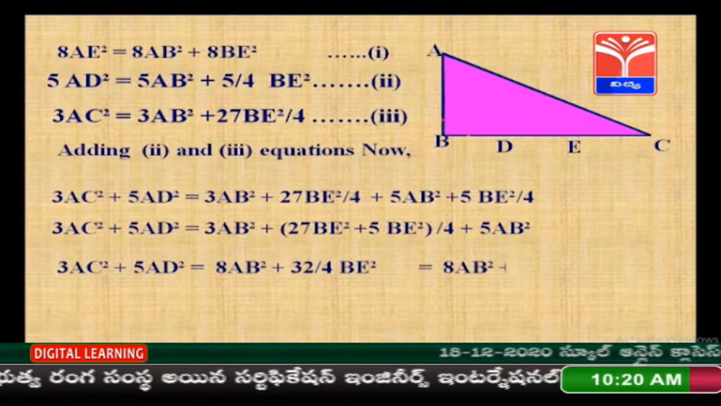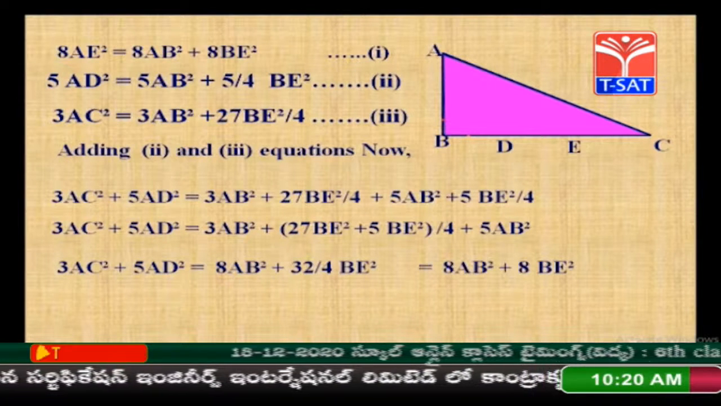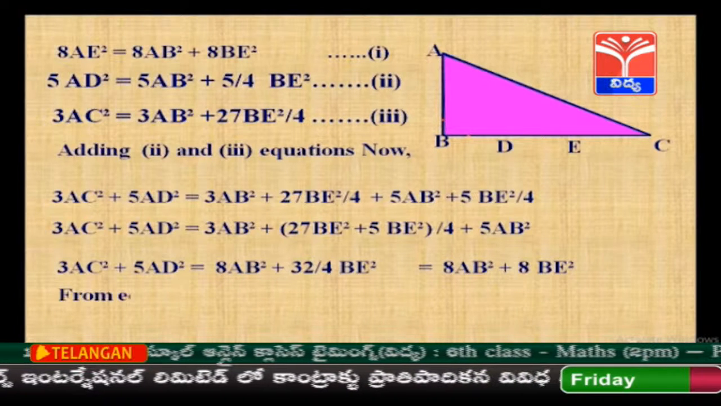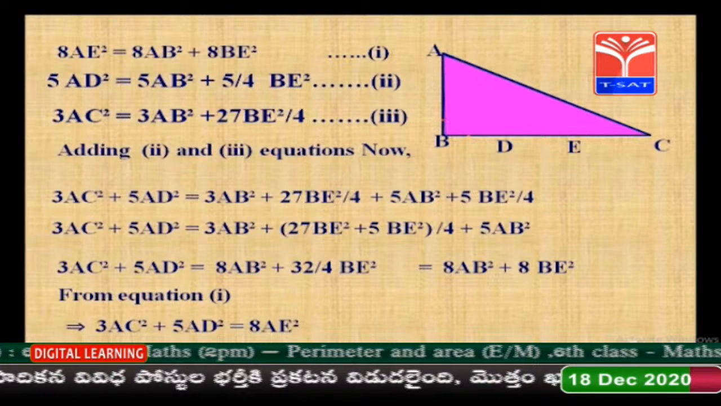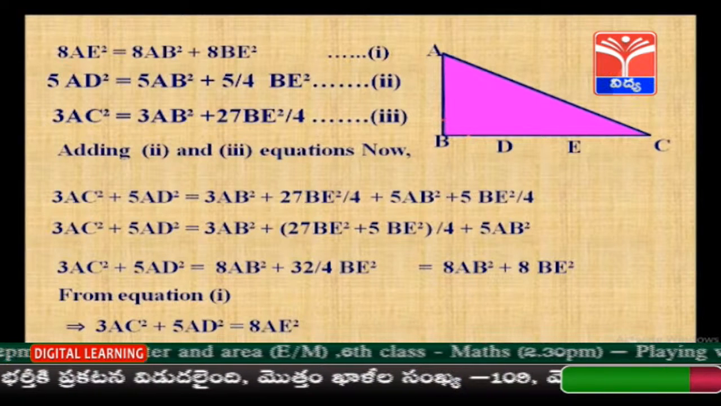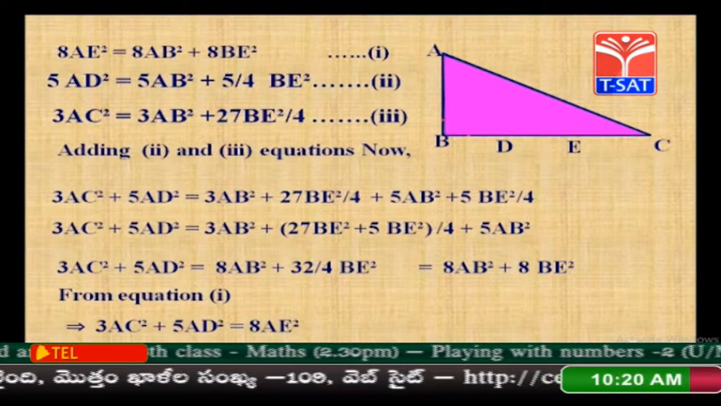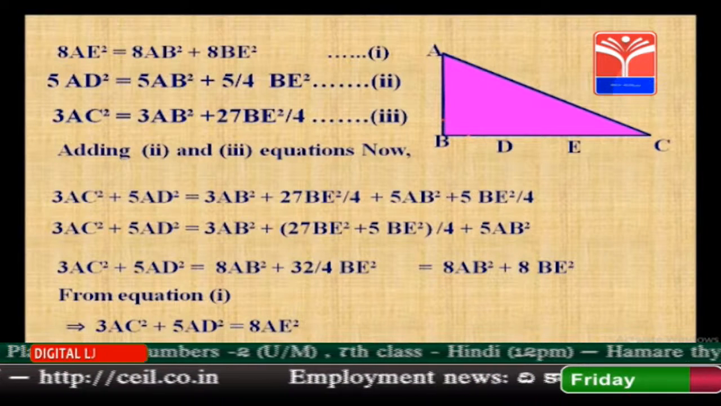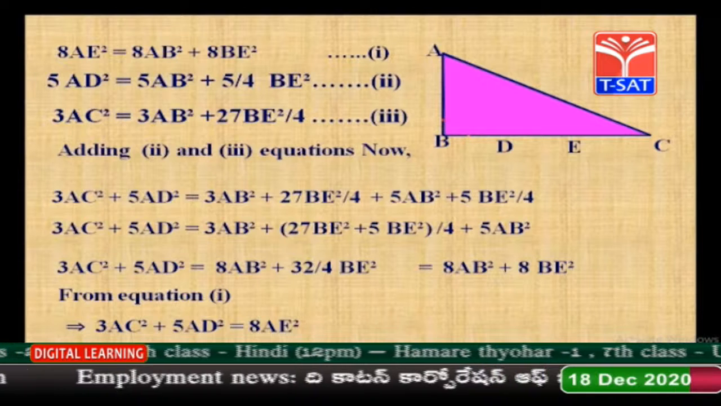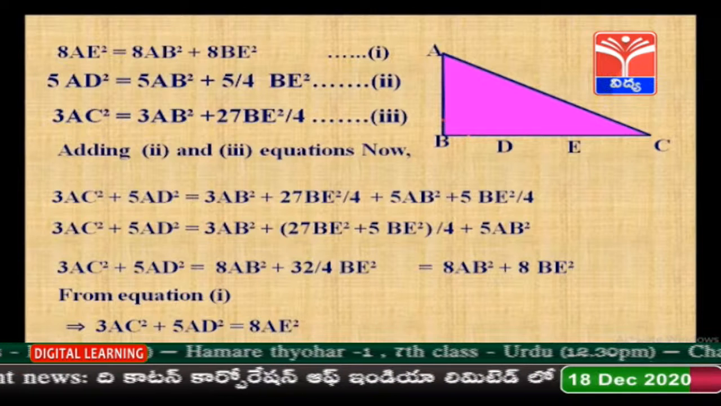What is the right side quantity? 5 AB square, this is 3 AB square plus 27 BE square by 4, 3 AB square plus 27 BE square by 4. Now, plus this 5 AB square plus 5 by 4 BE square. Now, 3 AC square plus 5 AD square is equal to 3 AB square plus, these two are like fractions.